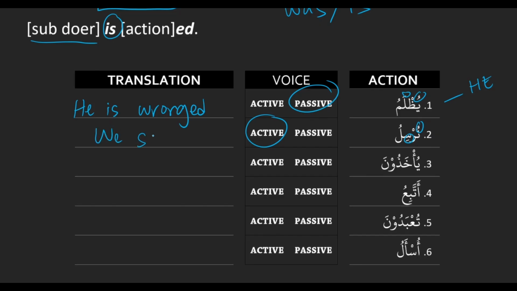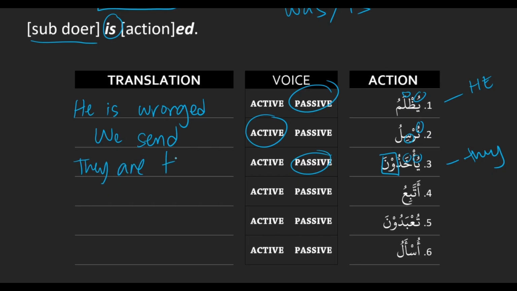Just normal doer action. يؤخذون. Okay, so we have a u on the first letter. And then if we were to hide the ending indicator, which is una, the second to last letter is the kha, and it has a sound. So this is passive. Good. That's ua, so it's passive. And then translation? Translation, subdoer was, or is actioned. What's the subdoer here? They. Good. They are taken. Good. They are taken.